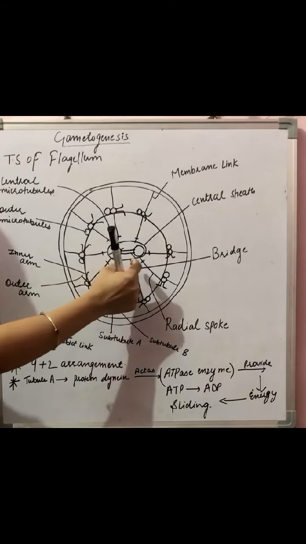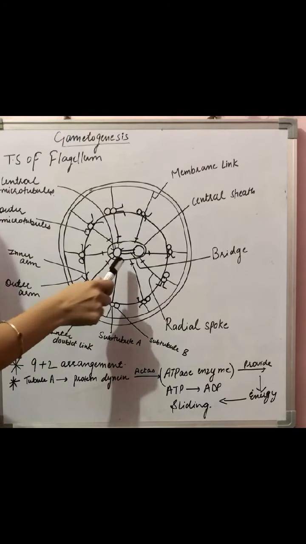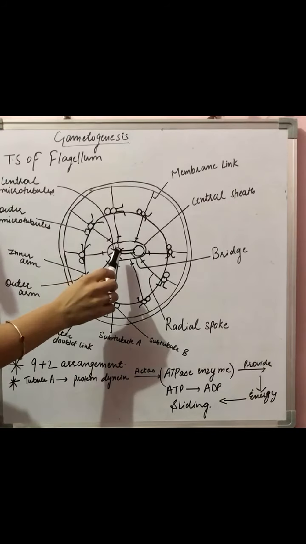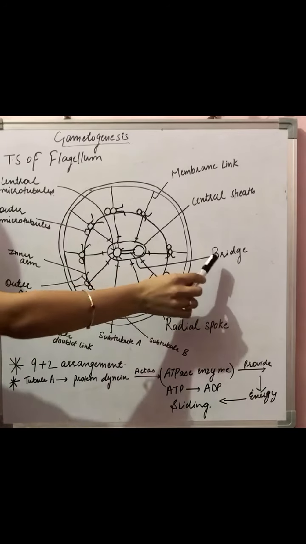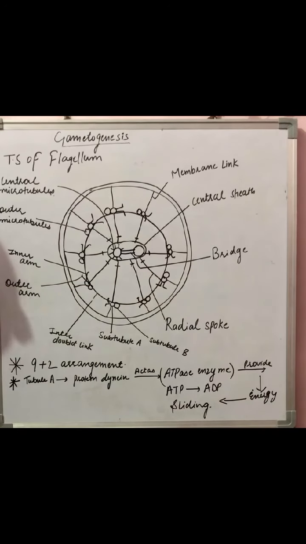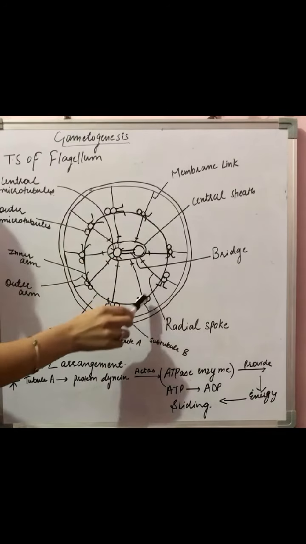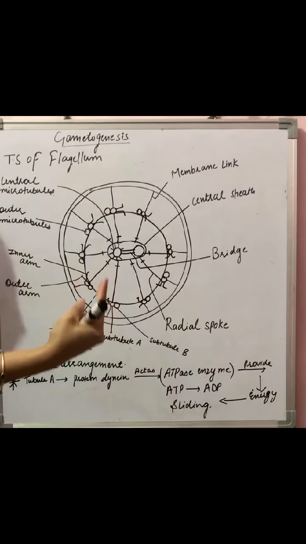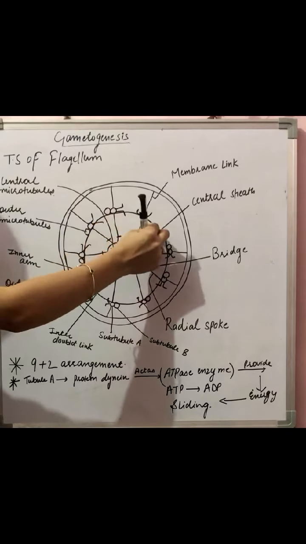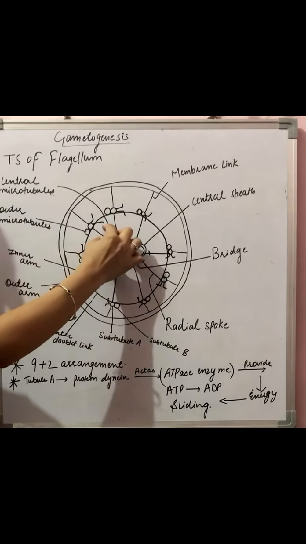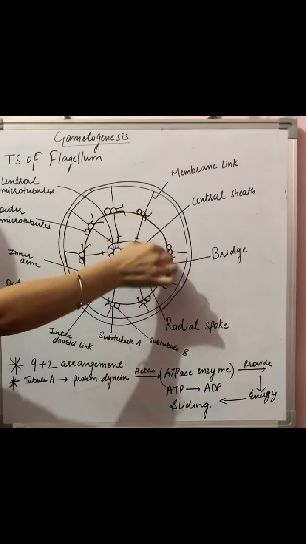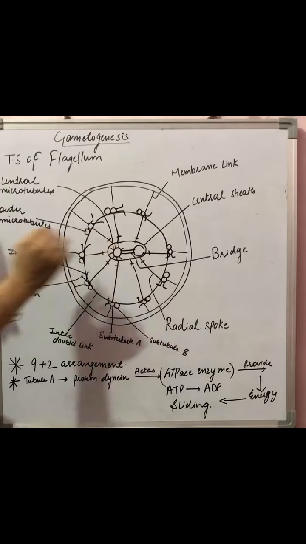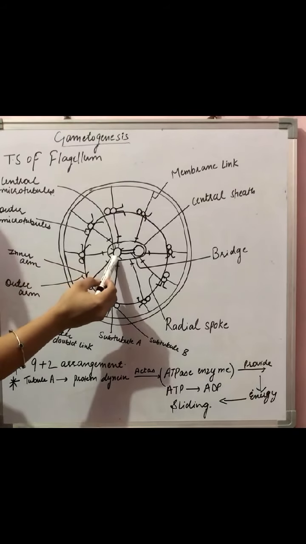So let's see. These two circular parts which are present in the center, these are the singlet microtubules, and these two singlet microtubules are connected with each other by the bridge. And around the singlet microtubules there are these doublet microtubules, because two microtubules are connected with each other. So this part is doublet, doublet, doublet, and these are the 9 doublet microtubules, and here these are the single microtubules. So let's see this.